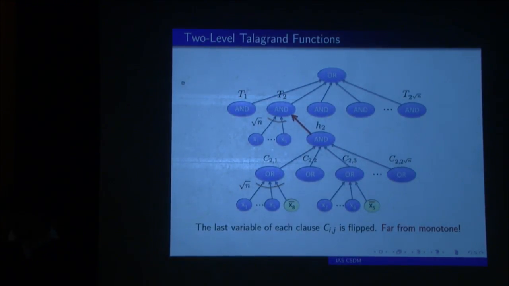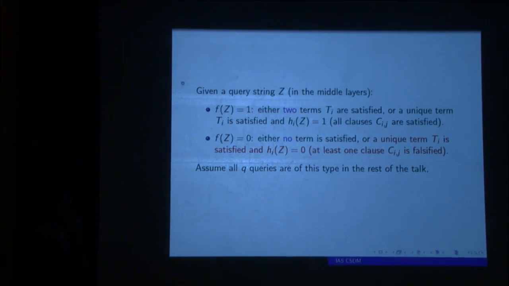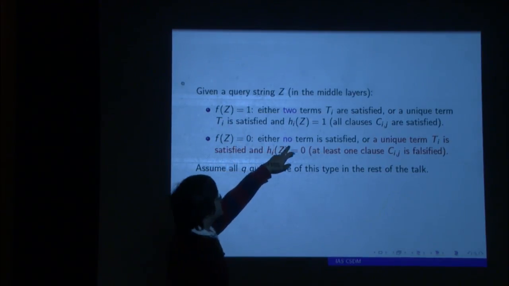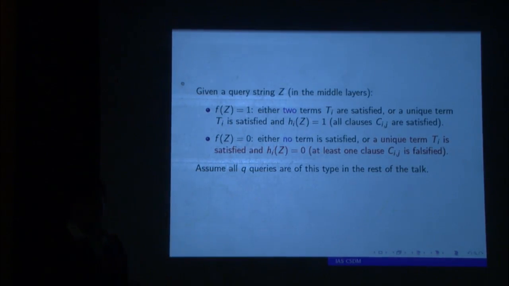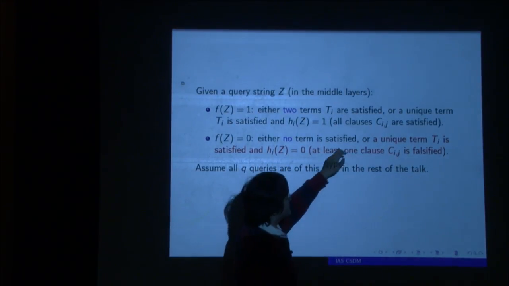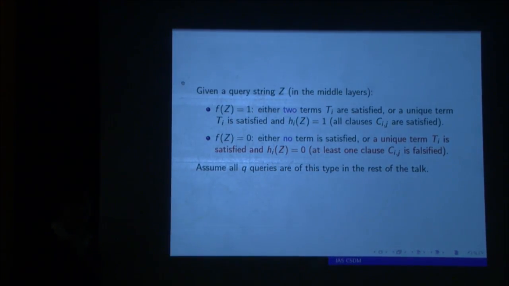But these are the functions we use. Again, this is like what I sketched earlier. Now, if you want f to output 1, either 2 of the terms are satisfied, then you don't need to go to the second layer. Or a unique term is satisfied, then you go to the second layer, look at the function hi, and it's also 1. In this case, you output 1. Okay. You output 0 if either no term is satisfied, or a unique term is satisfied, and the hi tells you it's 0.